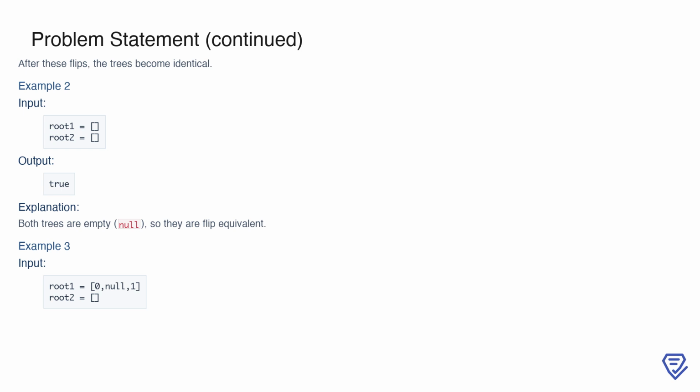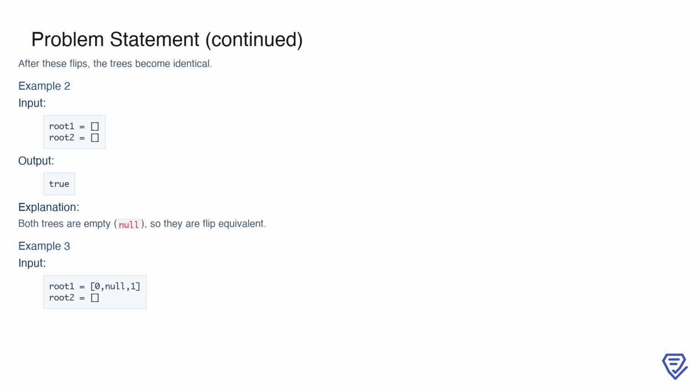Let's consider another example. In this case, both root1 and root2 are empty, meaning they are represented as null. Since the definition of flip equivalence explicitly states that two null trees are considered flip equivalent, the output for this example is true.